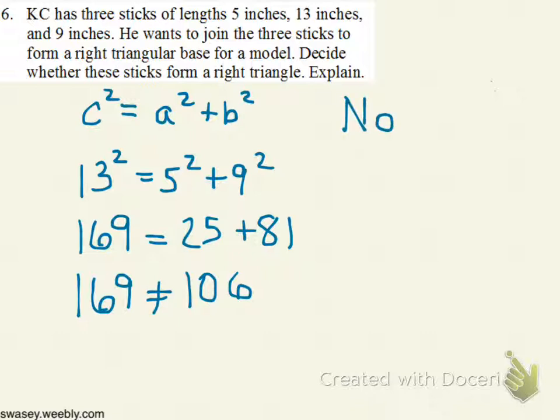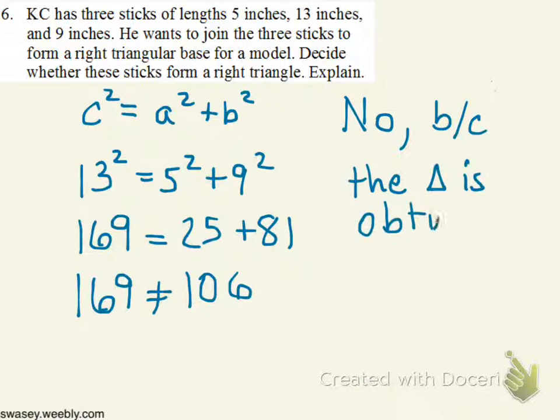So will it form a right triangle? No. You could say because the triangle is obtuse. And again, the reasoning we used was that Pythagorean comparison.